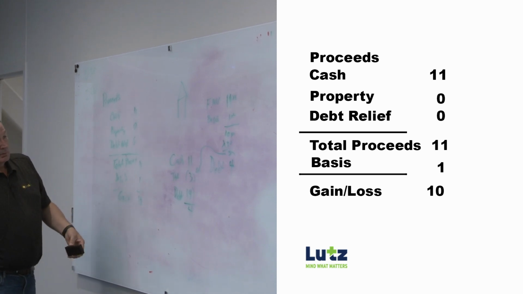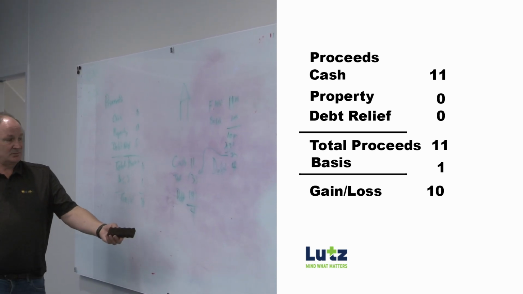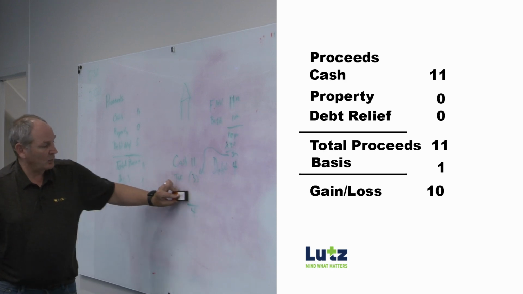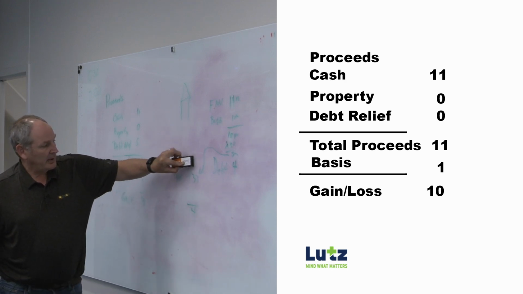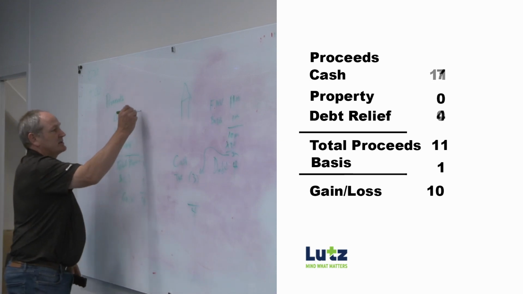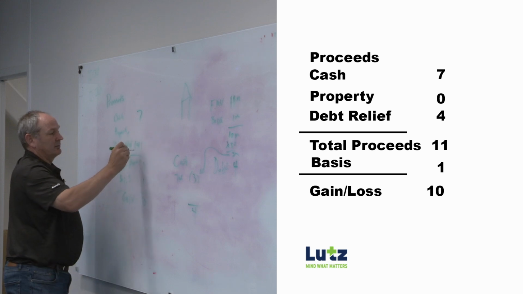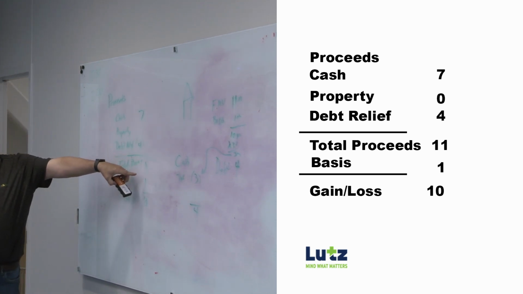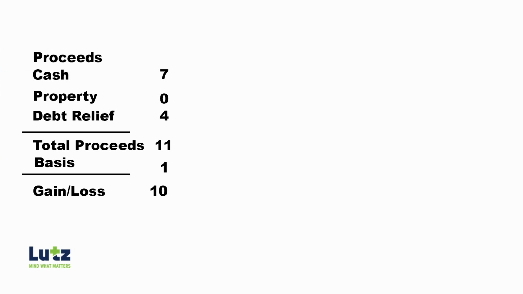So what if they say, well, wait a minute, we'll just take the debt. We're not going to worry about you doing it. So at this point, you have 7 of cash, 4 of debt assumption, debt relief, to get you to 11. You still have 11 of total proceeds. 1 of basis, 10 times your 30%, 3 million.